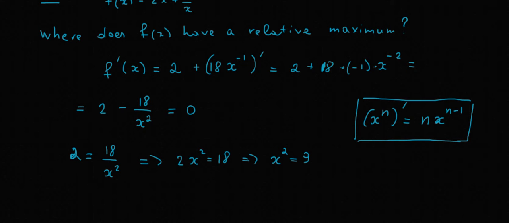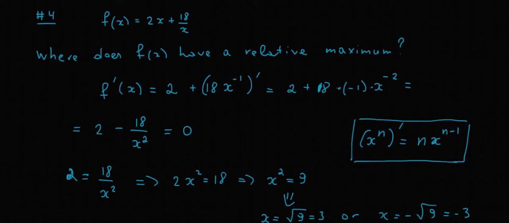And then let's take the square root, and let's also keep in mind that when we're solving x squared equals 9, the x value could be equal to positive square root of 9 or negative square root of 9. Namely, we're going to get two solutions. x equals square root of 9, which is 3, or x equals negative square root of 9, which is negative 3. So we have two critical points, positive 3 and negative 3.